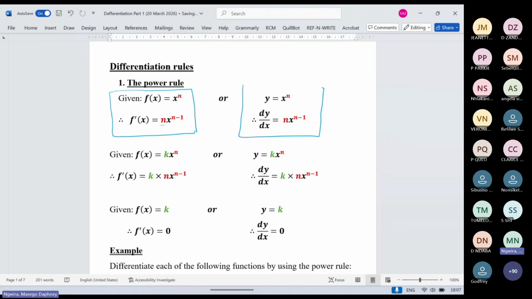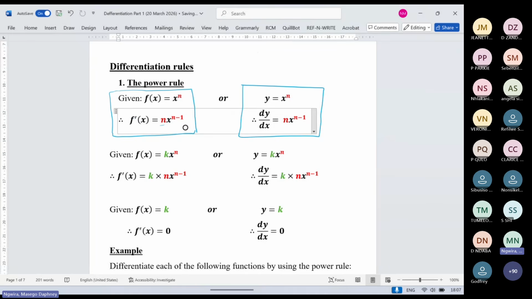Or if your function is given as y equals to, then you can do it this way. But because our module, when we get assessed, is multiple choice, whether you say dy over dx or you say f prime, it doesn't matter. When we put a comma here, we call it a prime. So this is f prime x. This shows that you are differentiating for the first time.